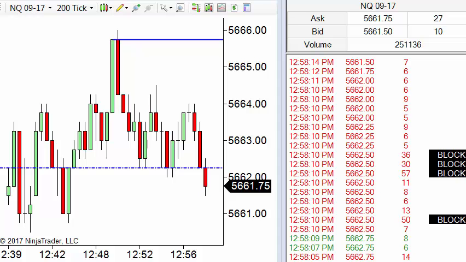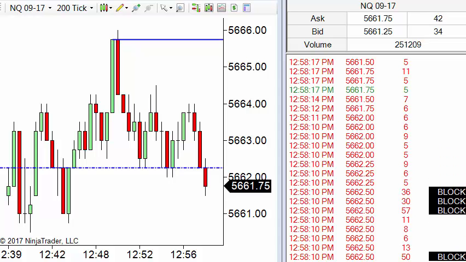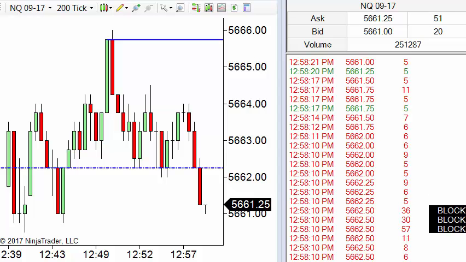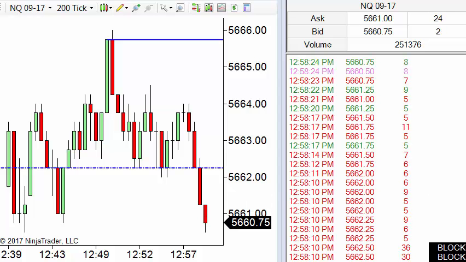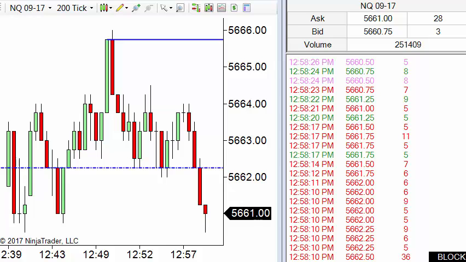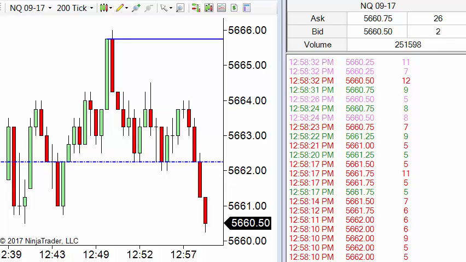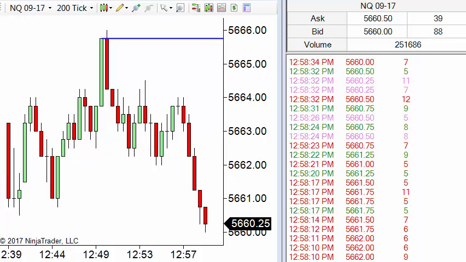Look at the time and sales window and all the red orders there. In fact, we have block orders. If you notice, this says block. Okay, so anything that's over 20 contracts, I designate as a block order. And that just means, okay, those are really big orders. And in the S&P, I'll usually use 100 contracts or sometimes 50.